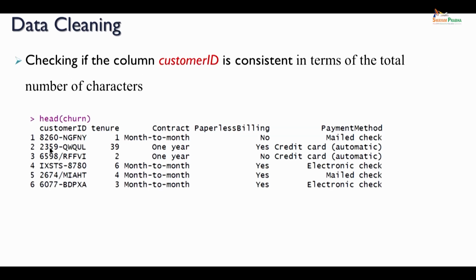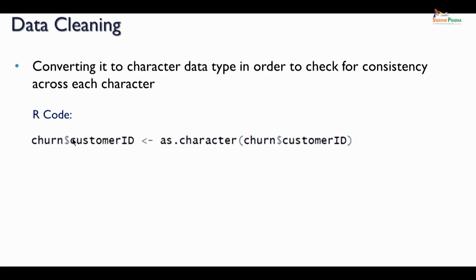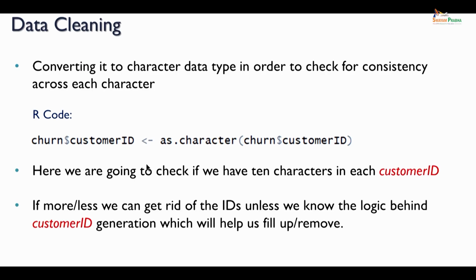So, now we are going to check if each customer ID has 10 characters or not. Before that we are going to convert it to a character data type in order to check for consistency across each character. We know that to convert to a character data type we use the function called as.character, where we can specify the desired variable, that is customer ID, from the data frame called churn. So, now we have converted the customer ID to a character data type.